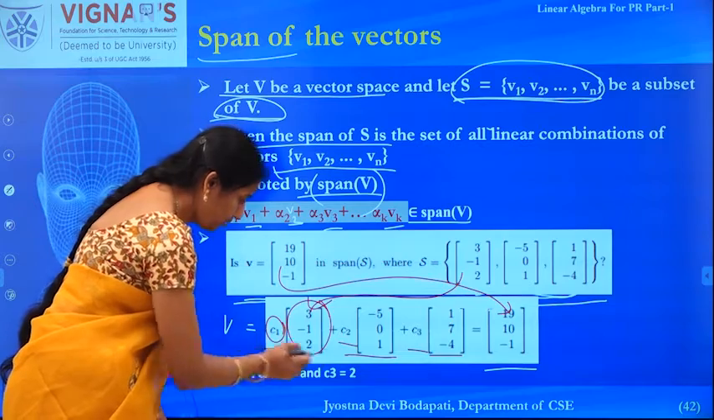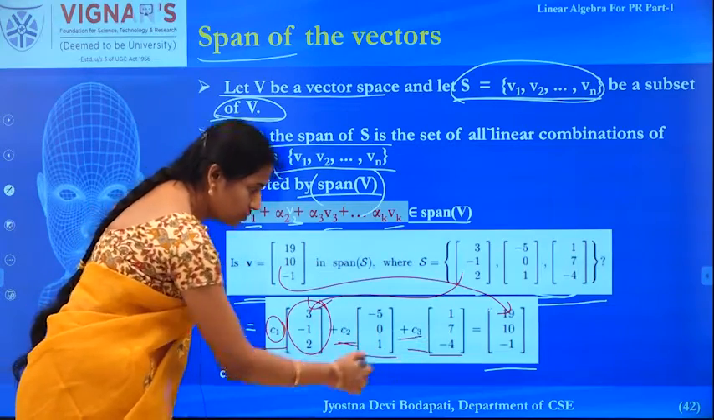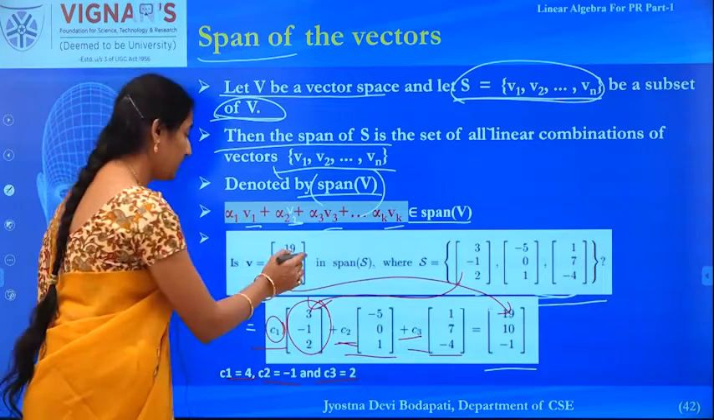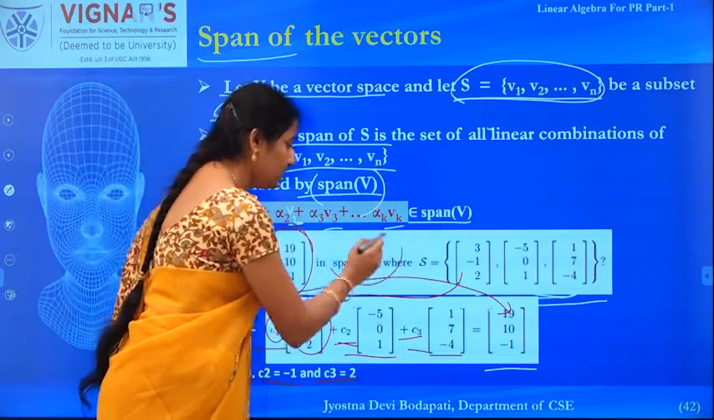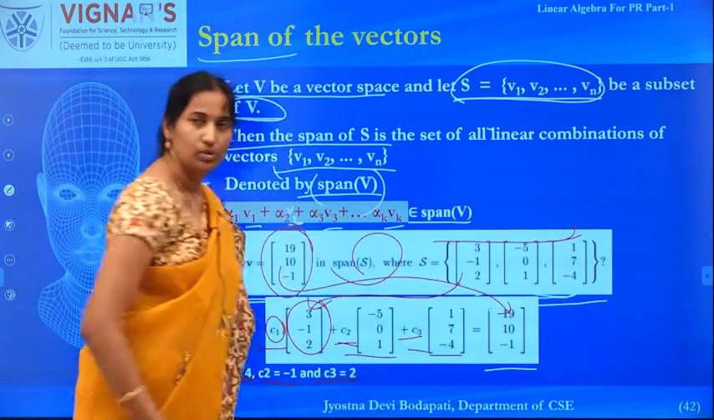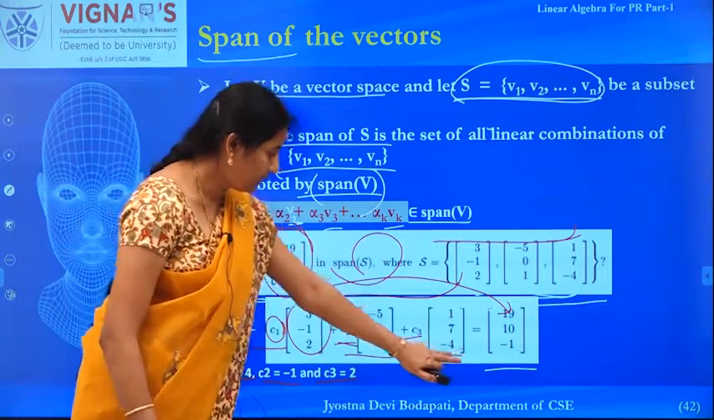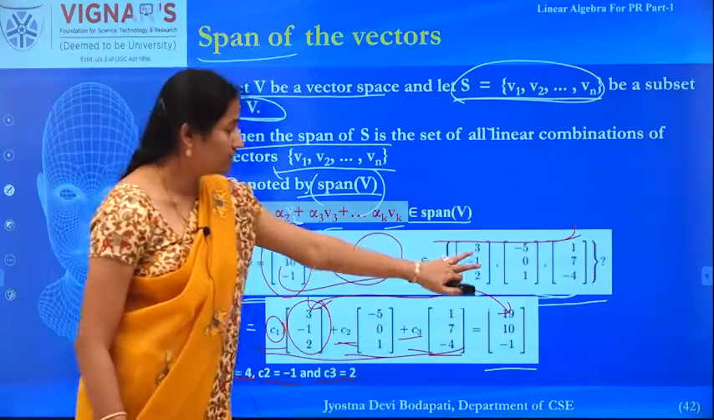So C1 is 4 and C2 is minus 1 and C3 is 2. So in that case you can say that the vector V is in the span of this set of vectors. So how can I say that? You are writing this new vector as the linear combination of the given 3 set of vectors.